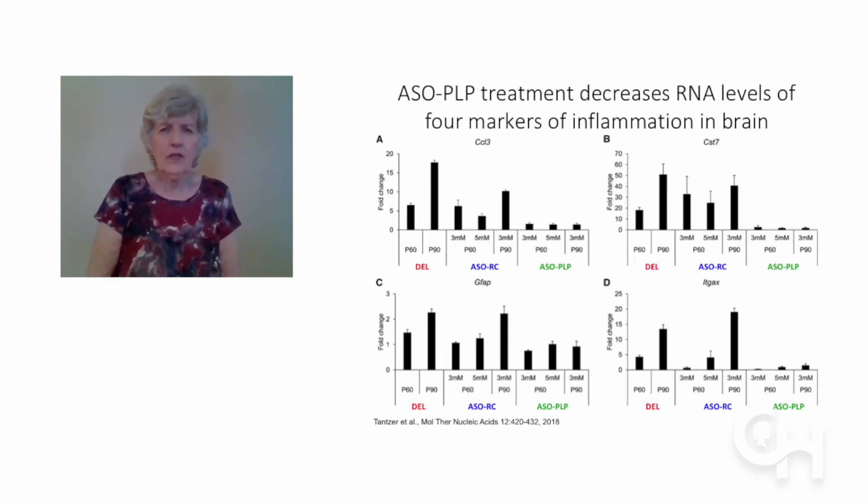And although we treated only once at day 1 or day 2, the improvement was sustained out to 90 days or 3 months. So we conclude that treatment with ASO-PLP not only corrected alternative splicing of PLP1, but it also improved inflammation in our mouse model, indicating that ASOs have therapeutic potential for treating PMD. This is a summary slide.